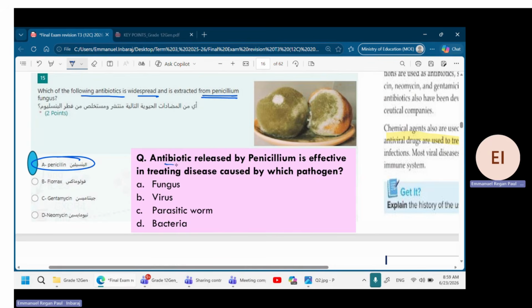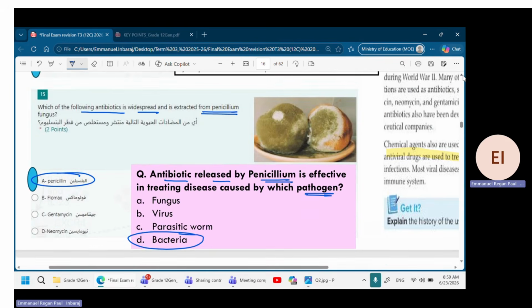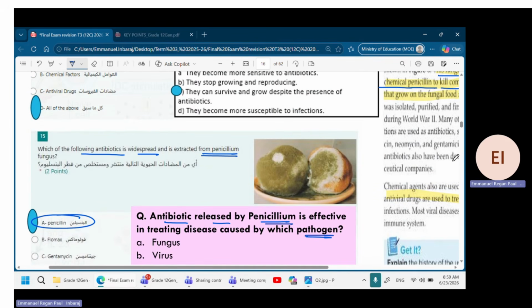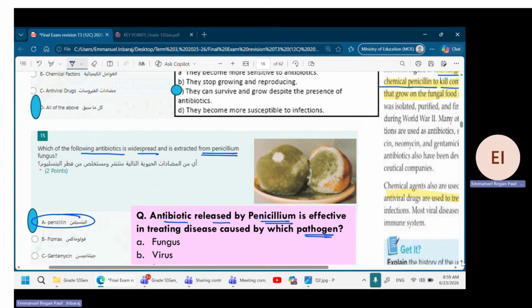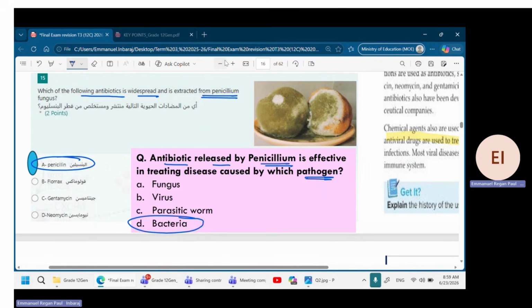Okay. Antibiotic released by penicillium is effective in treating diseases caused by which pathogen? It is by bacteria. Okay, so it is produced from fungus. It is acting on bacteria. So don't forget, it is acting on bacteria. Next, let's go to the next one.